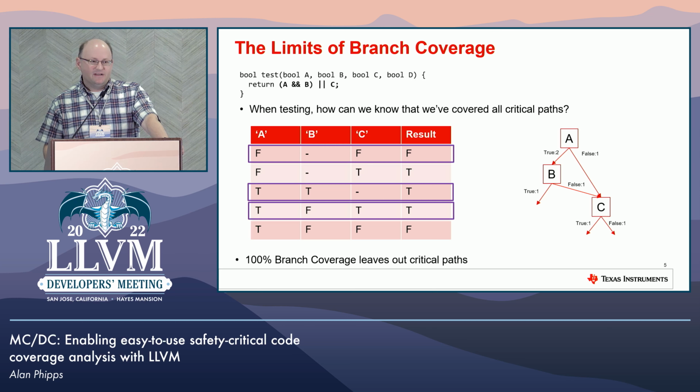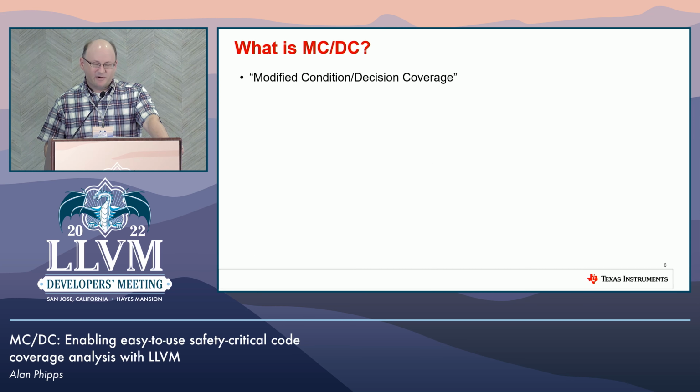Now, an alternative to this is you can exhaustively test all the possible paths, all the possible cases through the control flow. But that gets very tedious, especially because it scales exponentially. So MCDC kind of offers an alternative to this. So let's talk about what that is.